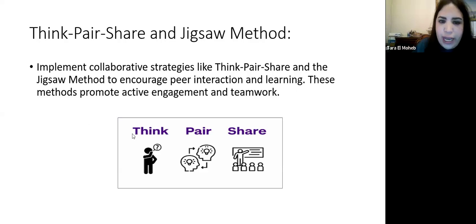This method promotes active engagement and teamwork, because this one helps students to know what the lesson is about. For example, if you give them a lesson about think, give them, for example, synonym cards and let them match them. Think first of all, think about the synonyms and try to match them with their meaning. Think alone. Give them 10 minutes to think alone.